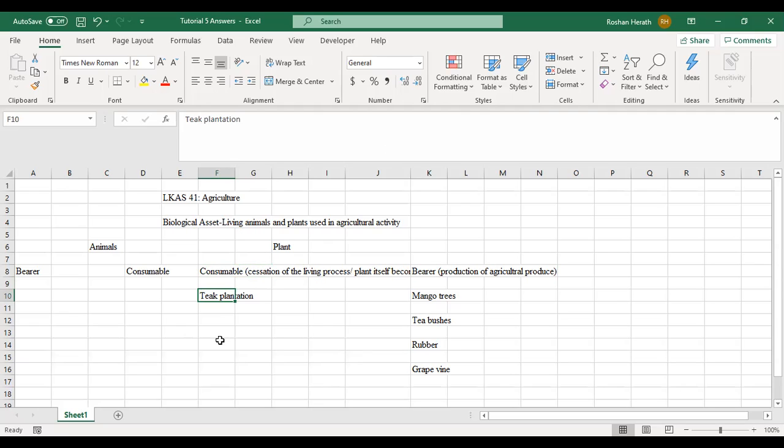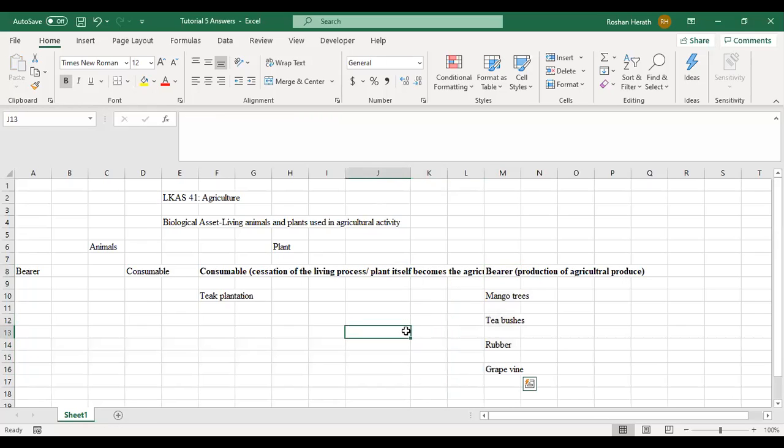So that is the destiny of this consumable plant. They become the agricultural produce itself. It means that is the end of the living process, the end of the plant. But when it comes to the bearer plant, that was not the case. You have seen that it simply bears the agricultural produce. But here, the plant itself becomes the agricultural produce. So the teak plantation is one classic example.